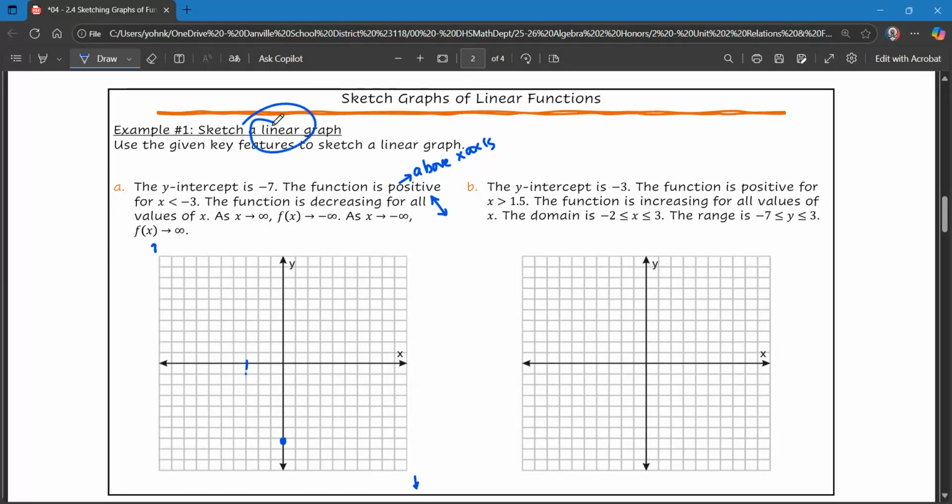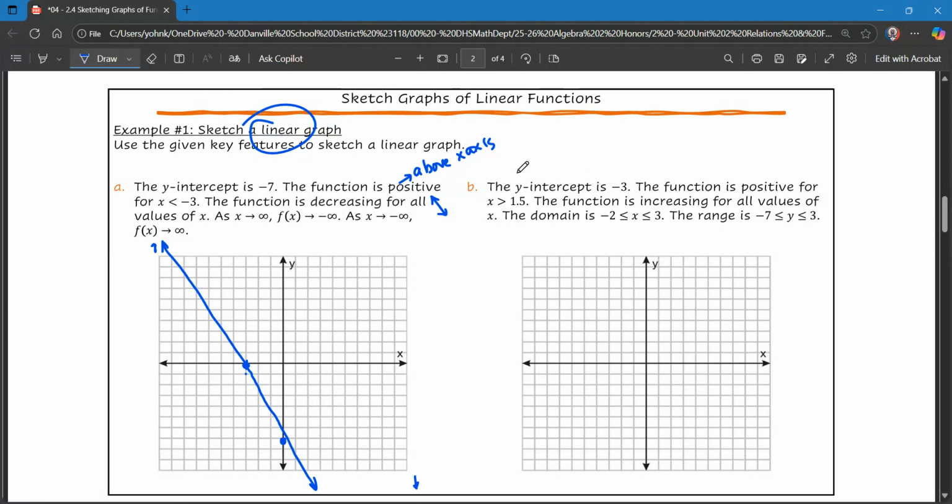So being that this is a line, if you can take the point where everything is positive and connect it with the place where everything goes through the y-axis, then you've got your linear function. Y-intercept is at -7. The function is positive, or above, for x less than -3. It's decreasing for all values of x, and it matches your end behavior.